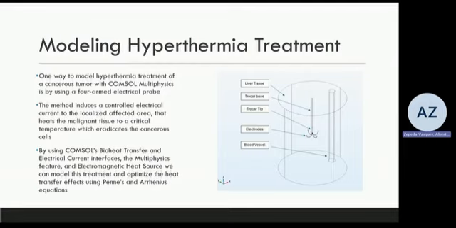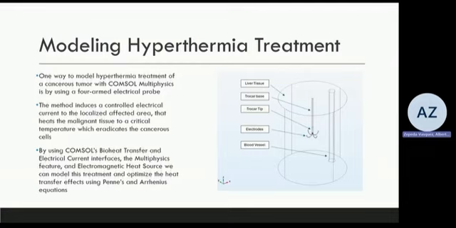The four-arm electrical probe method induces a controlled electrical current to the localized affected area that heats the malicious tissue to a critical temperature, which serves to eradicate cancerous cells. Our team decided to model this process in COMSOL Multiphysics, which is a powerful simulation software platform which is used for solving complex physical phenomena across a wide range of engineering applications.